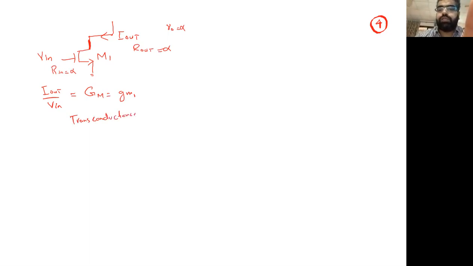And what about the last one if we want to draw? Whenever the input is being applied as a current, we will use a common gate. So remember this. It's a current amplification. Let's talk about it. So we have an input here, input current we will feed.